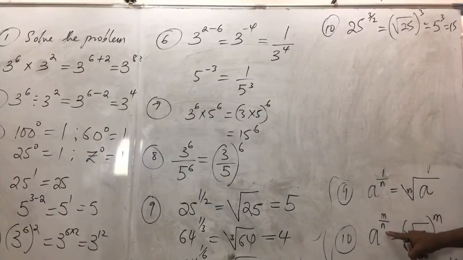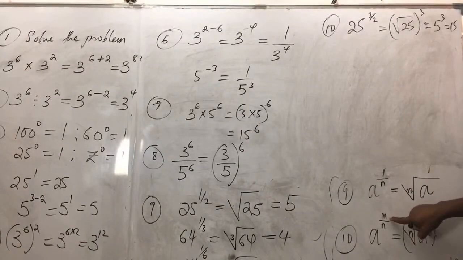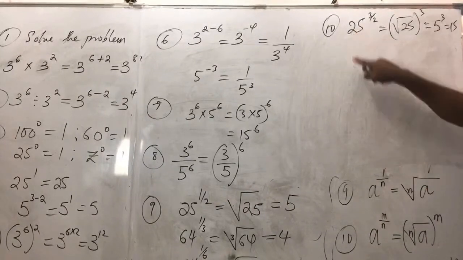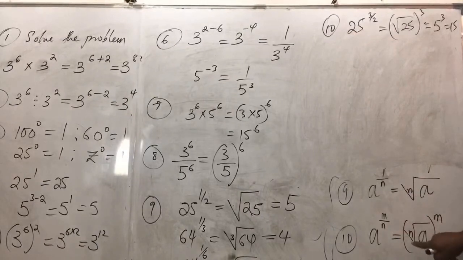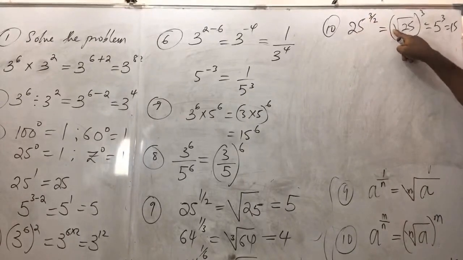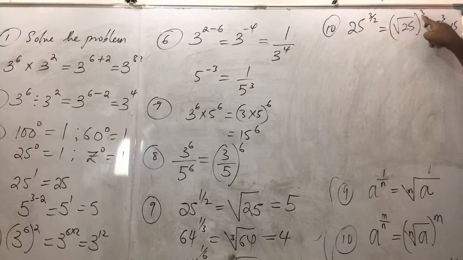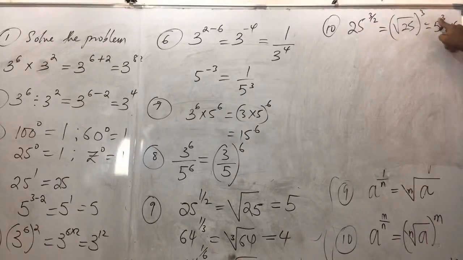Law number 10 talks about a case where the numerator in the index, the fractional index, is not 1. So it is m in this case. Now, look at law number 10. It says that a raised to the power m over n is the nth root of a all raised to the power n. And that gives me 25 raised to the power 3 over 2 as the square root of 25 raised to the power 3. And the square root of 25 is what? It is 5. 5 raised to the power 3 will give me 125. That was an error. Sorry, guys.